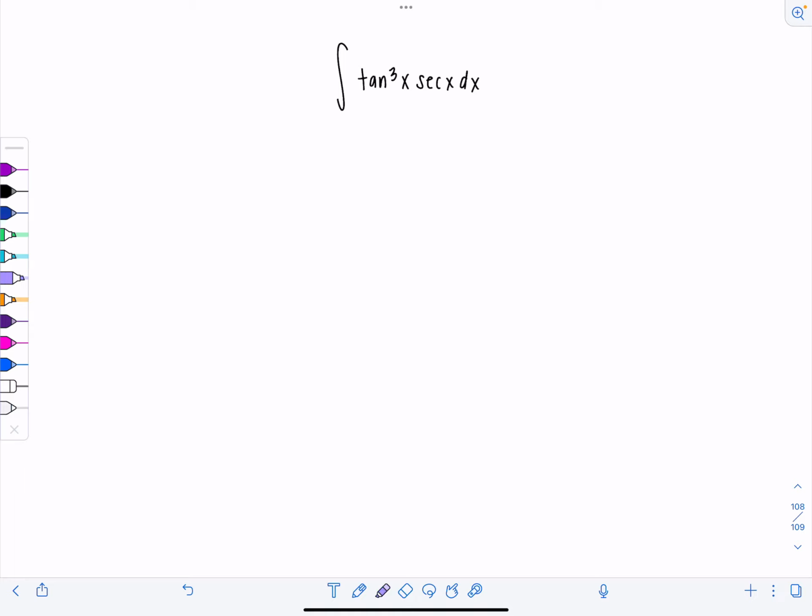So I'm noticing here I have one lonely little secant x. So I'm pretty much stuck with it, right? I don't have secant squared x or something. And so I'm thinking to myself, okay, I would like secant x dx to get absorbed and be du when I make a u substitution. But if I let u equal tan x, that's not going to work because du would be secant squared x dx. And I don't have two powers of secant x. I only have one. So this is not going to work.